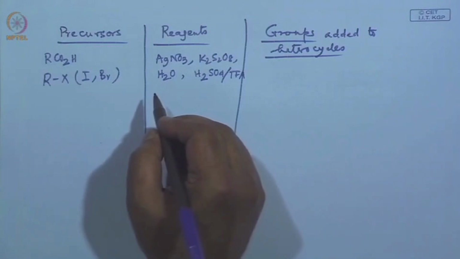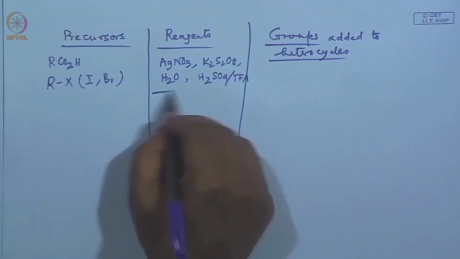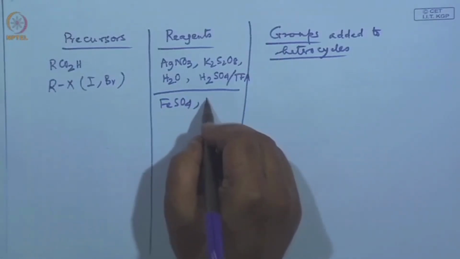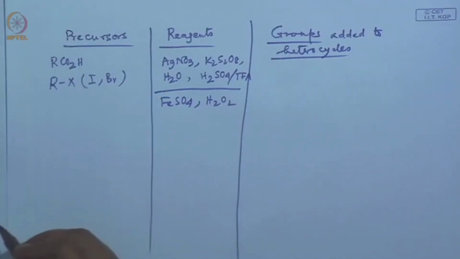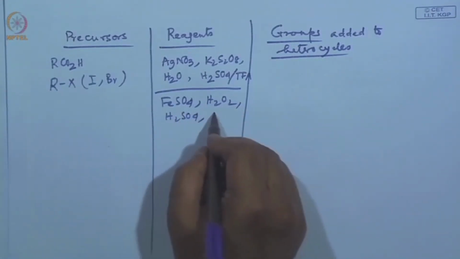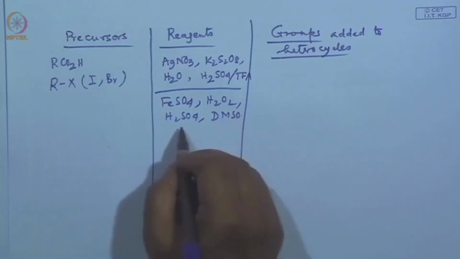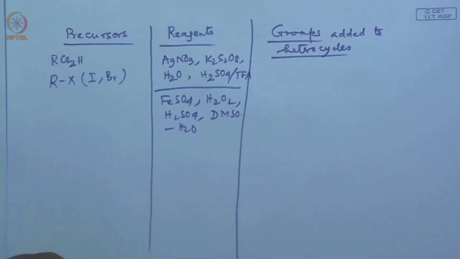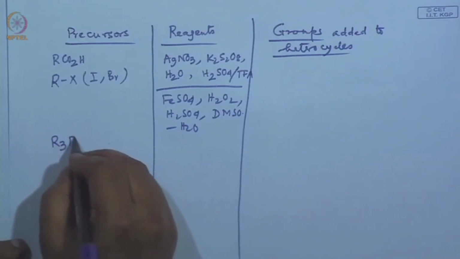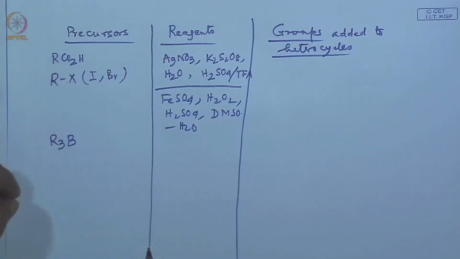Once again, you can use Fenton's system, hydrogen peroxide and ferrous sulfate, then of course sulfuric acid has to be there, and then solvent, it could be DMSO and water. And only then there are reaction conditions also, R3. I am trying to basically list some of these alkyl radical generating precursors.